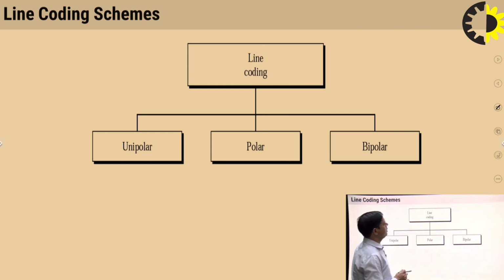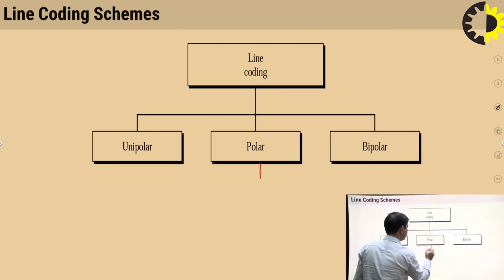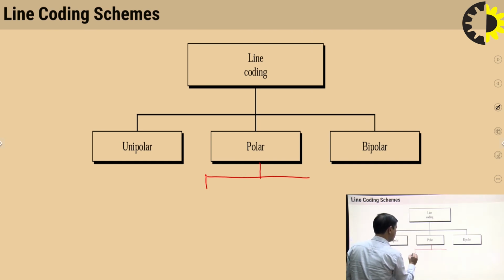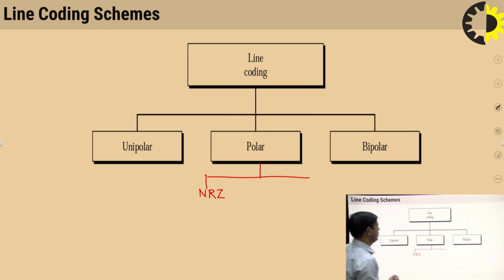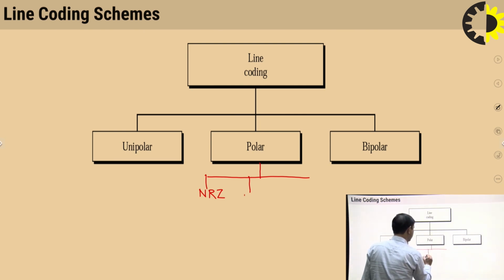We can broadly divide the line coding schemes into 3 categories. First one is called unipolar, second one is called polar, and third one is called bipolar. The second category can be further divided into 4 categories. The first one is called NRZ. NRZ means non-return to 0. Second one is called RZ, that is return to 0. Third one is called Manchester encoding.